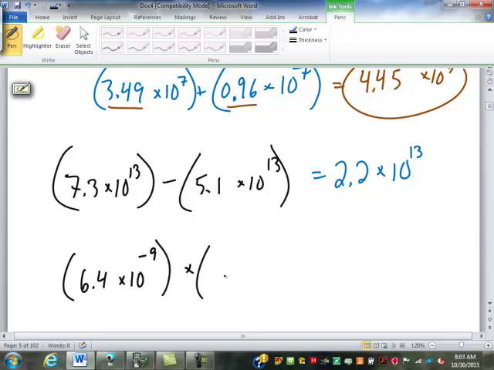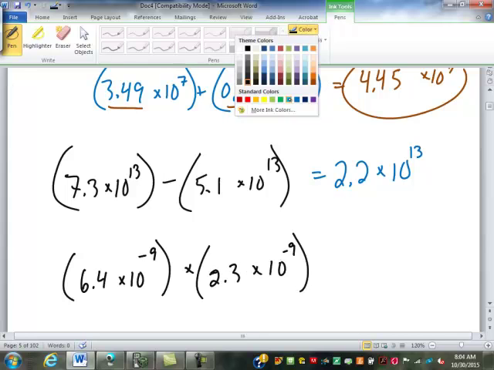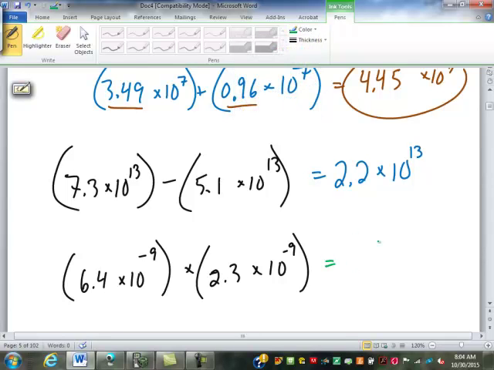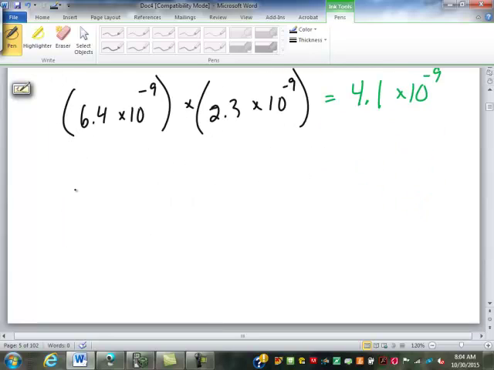6.4 times 10 to the negative 9th minus 2.3 times 10 to the negative 9th. Combine the counts with 6.4 minus 2.3. 4.1 times 10 to the negative 9th. We can run into this issue.